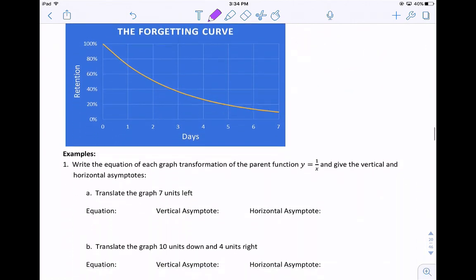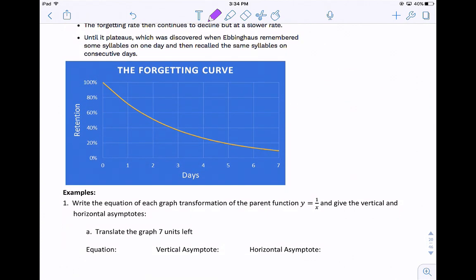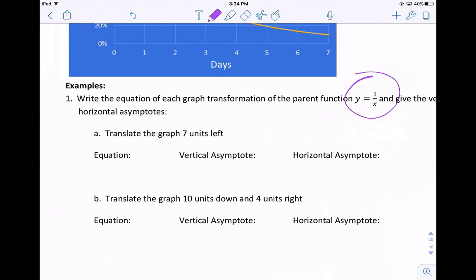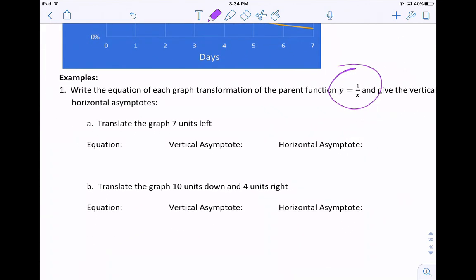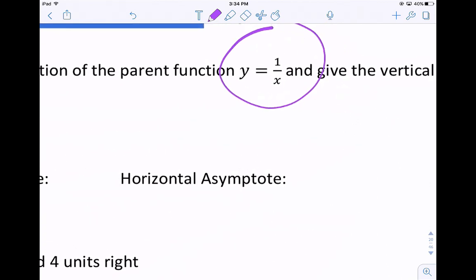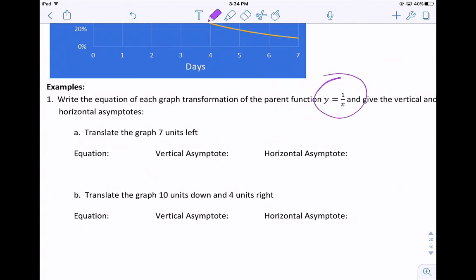So it's called the forgetting curve. And that is this function 1 over x. It's an example of that function 1 over x. So we have to learn how to look at the behavior of this graph and be able to explain it in this unit. So if we take a look at the first example, can you write the equation of each transformation of the parent function 1 over x and give the vertical and horizontal asymptotes?